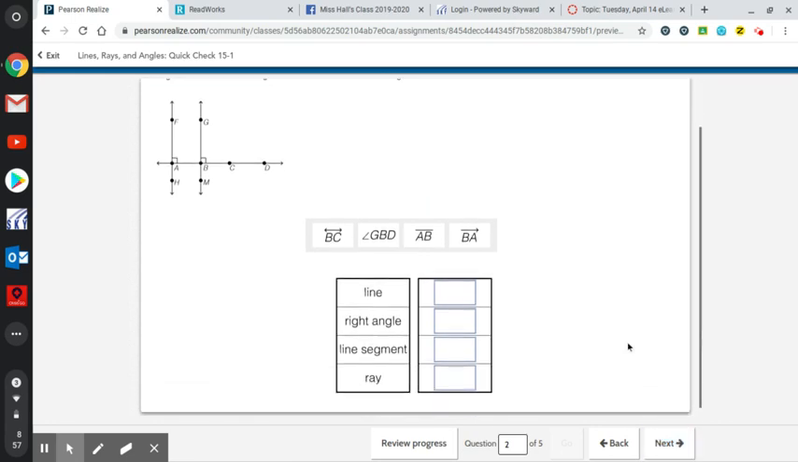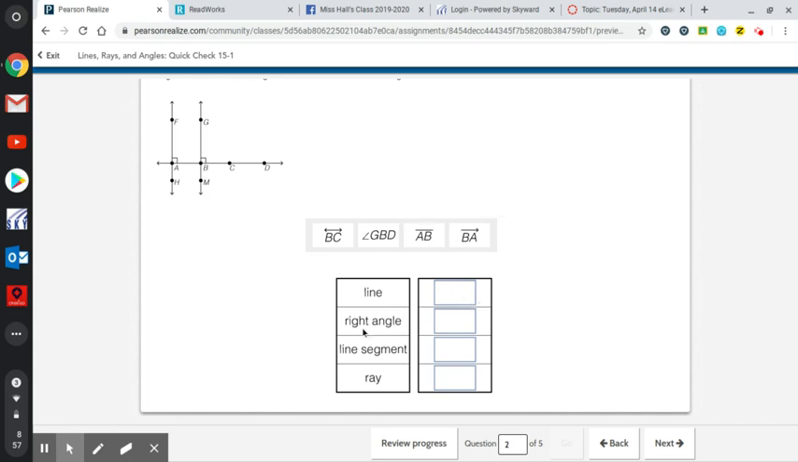So number 2 says, which represents a line? So there's 3 things that could possibly be right here because this GBD is talking about an angle. So is this a line, is this a line, or is this a line? This one right here, this AB one, has no arrows on it. So remember, a line has arrows on each side. This BA has an arrow only on one side. And the BC has the line and the arrow on both sides. So you're going to drag what a line is down here.